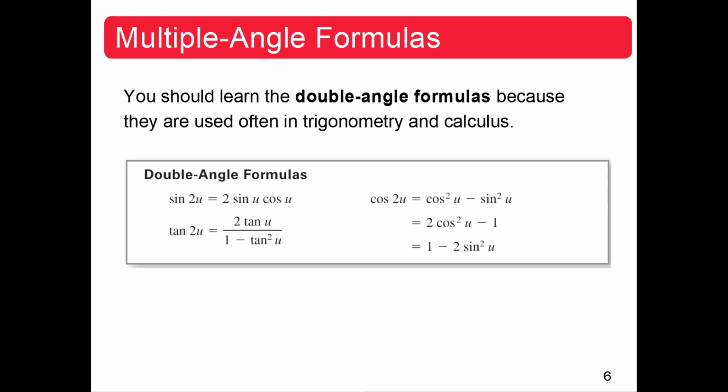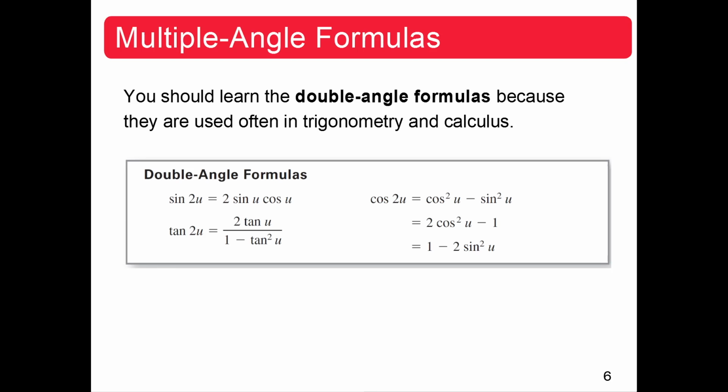Sine of 2u is equal to 2 sine of u cosine of u. Tangent of 2u is equal to 2 times the tangent of u over 1 minus tangent squared u. And as for cosine 2u, this is the one that shows up the most frequently, and we actually have 3 varieties here. Cosine of 2u equals cosine squared u minus sine squared u. This is not our Pythagorean identity. It's in fact the difference of these two, with cosine in front and sine going second. 2 cosine squared u minus 1 as a different variety, and 1 minus 2 sine squared u as an alternative as well.